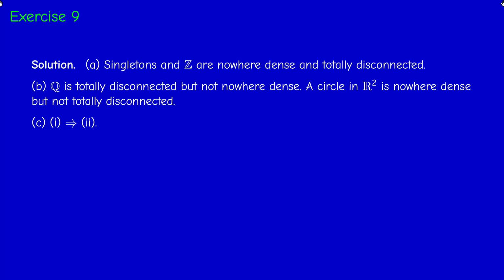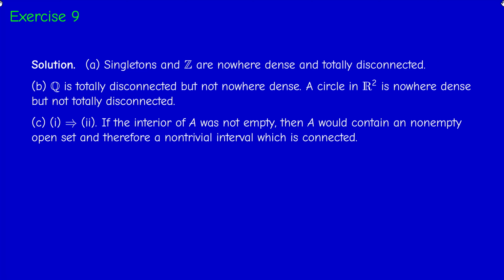Now, third question, we assume that A is a closed subset of R, and we want to prove that if A is totally disconnected, then the interior of A is empty. So we reason by contradiction. If the interior of A was not empty, then A would contain a non-empty open set by definition, and therefore a non-trivial open interval (a, b) with a less than b. But the open interval (a, b) is connected, not empty, not a singleton. Therefore, this contradicts the fact that A is totally disconnected.